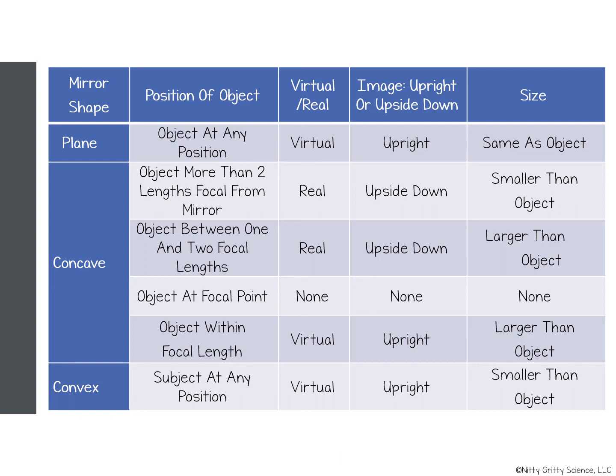The different shapes of plane, concave, and convex mirrors cause them to reflect light in distinct ways. Each type of mirror has different uses, and this table summarizes the images formed by plane, concave, and convex mirrors.